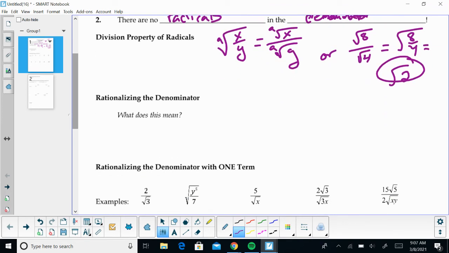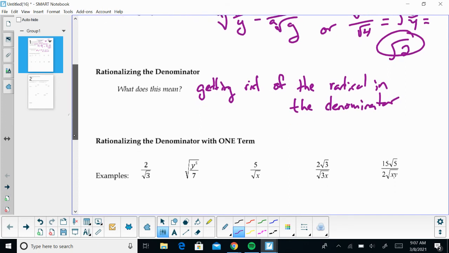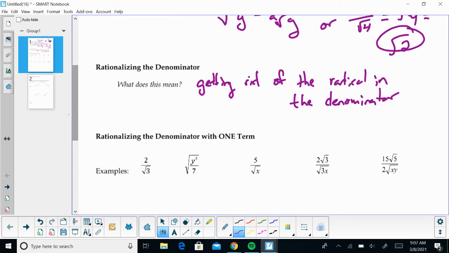Now, we're going to talk about something called rationalizing the denominator. That's what we're going to be doing a lot of today. It means getting rid of the radical in the denominator. Basically, if I rationalize the denominator, you're going to multiply by what's missing.